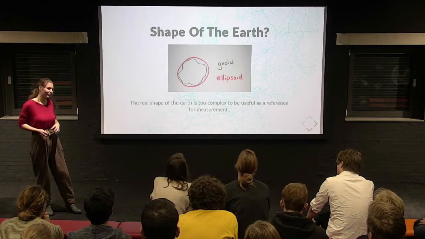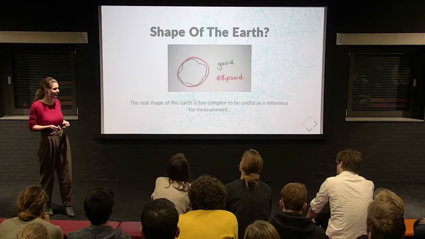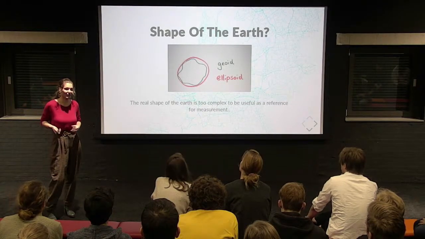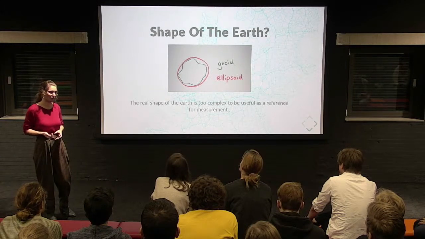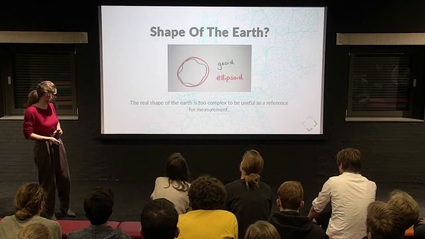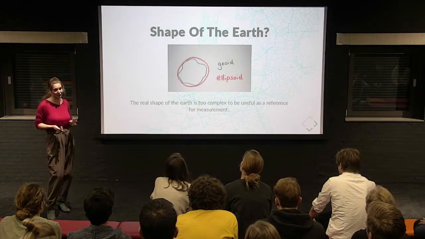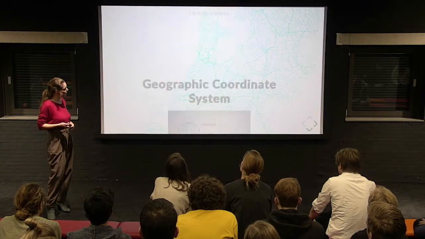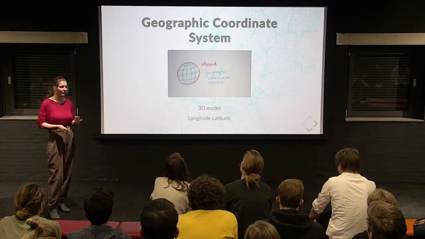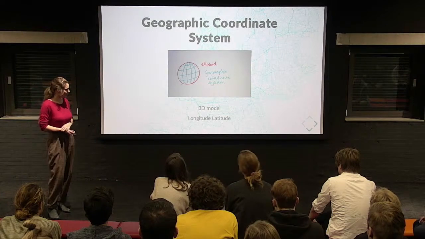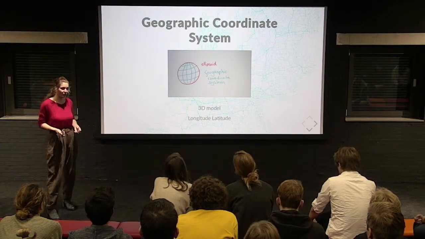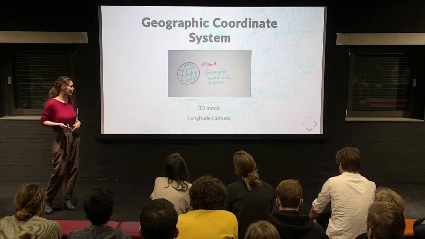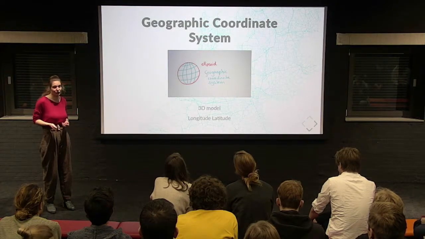Actually, the Earth is not completely round. The Earth is a geoid. It's a really complex shape. So the first thing that we did is we drew a nice ellipsoid around it, so we have a perfect circle. So we have our nice reference for measurement. And then we divided it up into horizontal and vertical parts. And this is what we call a geographic coordinate system. So it's a 3D model of the world, divided so that you can pinpoint locations with longitude and latitude.